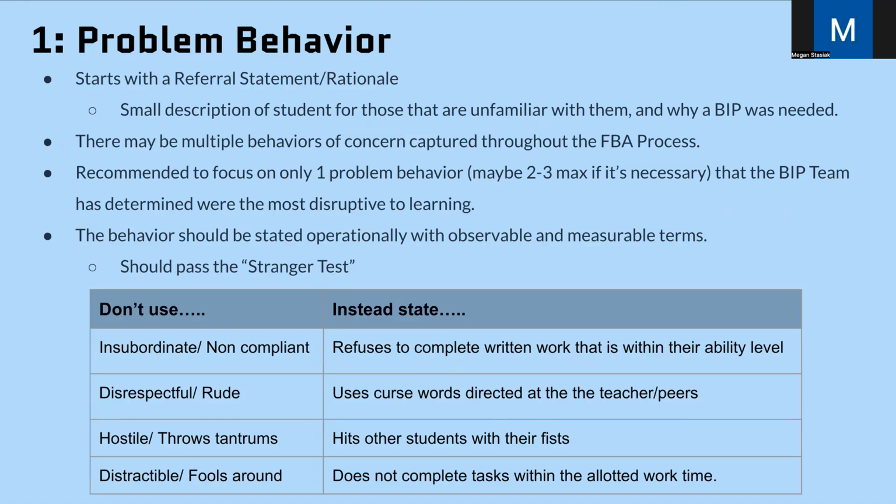There also may be multiple behaviors of concern captured throughout the FBA process. A lot of times when I'm conducting these, I will get six or seven behaviors throughout the school day that are a concern. Typically with our BIPs, though, we only want to focus on one, two, or three max behaviors that we want to replace. We want to focus on the behavior that's the biggest, the most concerning, because a lot of times those smaller behaviors are actually a build-up to that one maxed out behavior. So if we tackle that largest problem behavior first, we will typically see those smaller ones fizzle out.